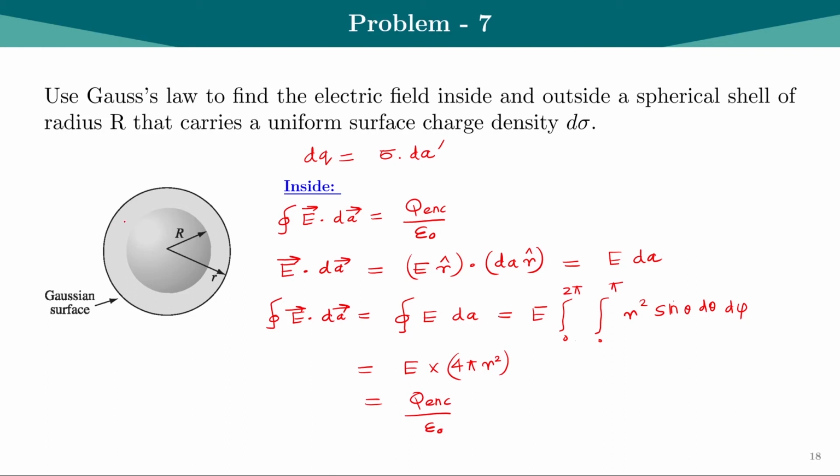But the charges are actually on the surface of the sphere. Let us assume that these are all positive charges for the time being, and these charges are all on the surface of the sphere. Our imaginary Gaussian surface is actually inside the sphere. This imaginary Gaussian surface does not enclose any charges, and therefore this is equal to 0. That means that the electric field inside the spherical shell is 0.